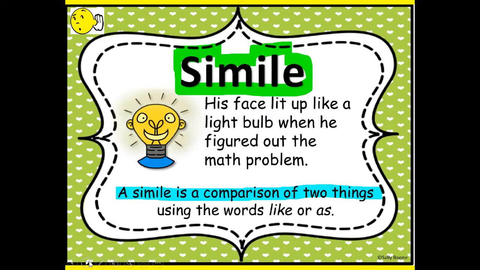A simile is a comparison of two things using the words like or as. Here's your example. His face lit up like a light bulb when he figured out the math problem. Simile. So we're going to see a simile in this example.